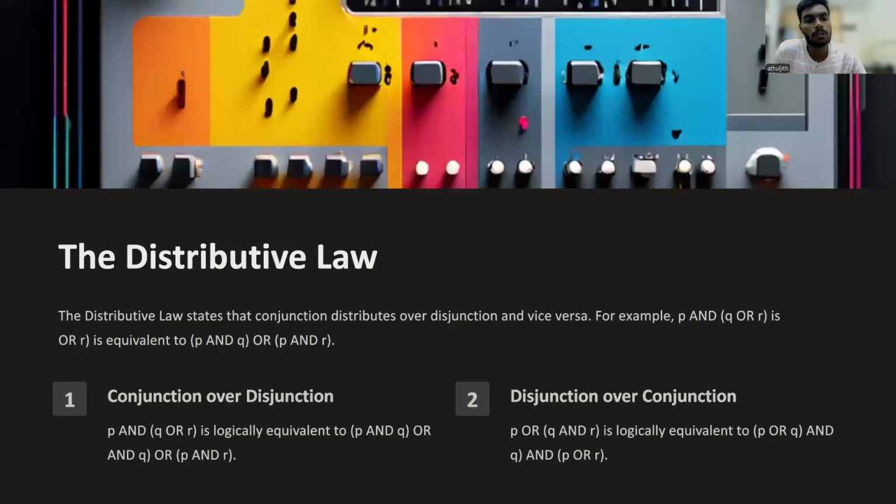The distributive law. The distributive law states that a conjunction distributes over disjunction and vice versa. For example, P and (Q or R) is equivalent to (P and Q) or (P and R). Conjunction over disjunction: P and (Q or R) is logically equivalent to (P and Q) or (P and R). Disjunction over conjunction: P or (Q and R) is logically equivalent to (P or Q) and (P or R).